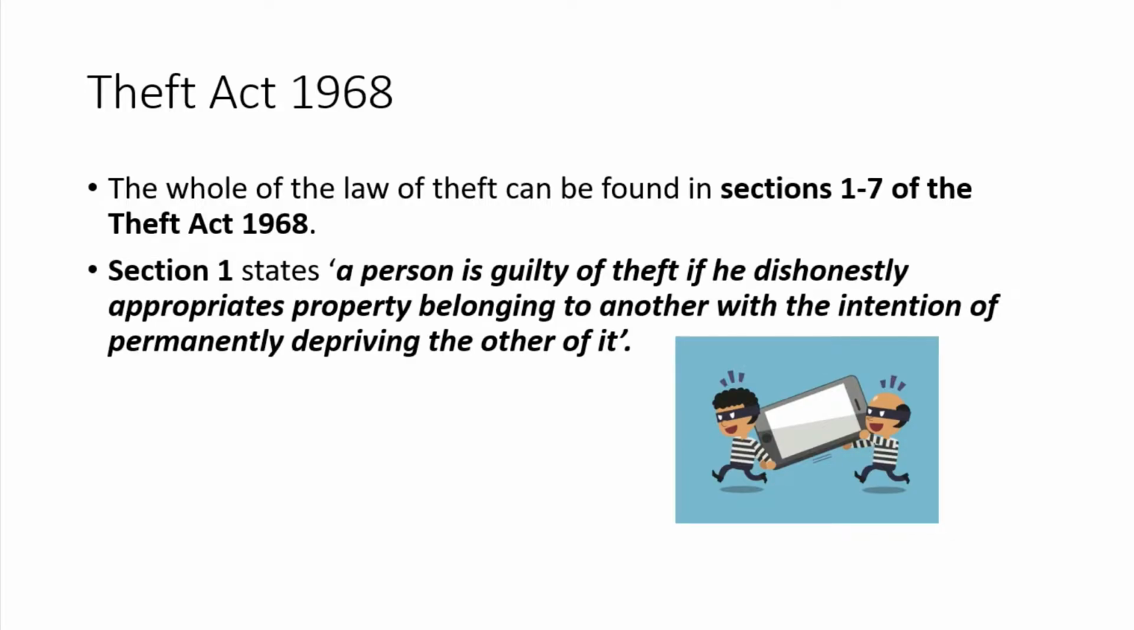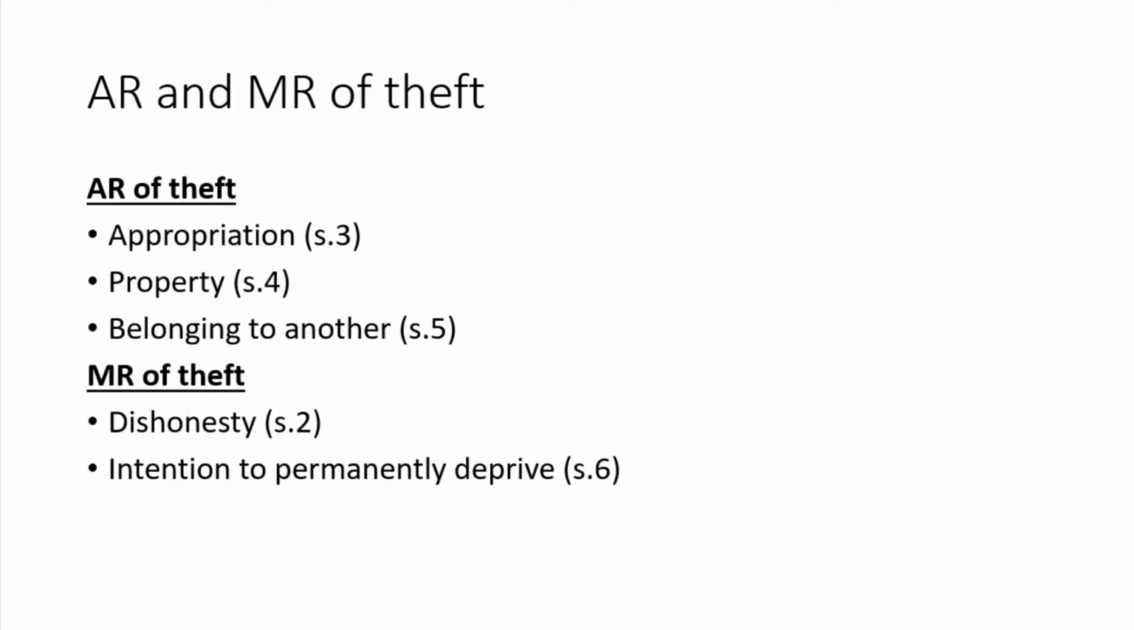So section 1 states a person is guilty of theft if he dishonestly appropriates property belonging to another with the intention of permanently depriving the other of it. So let's see how this breaks down into the AR and MR.